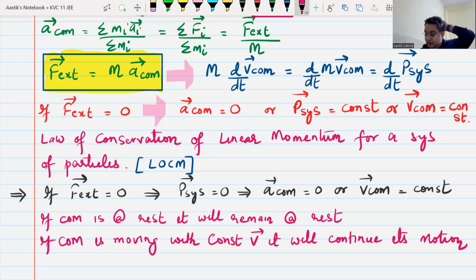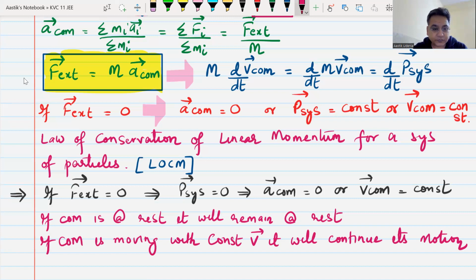If the net force acting on a system of particles is zero, the velocity of the center of mass remains constant. The acceleration of the center of mass becomes zero. The velocity of center of mass remains constant. So center of mass will keep on continuing its original motion. If the center of mass is at rest, it will remain at rest. If the center of mass is moving with a uniform velocity, it will continue its motion with uniform velocity. Do we understand this?